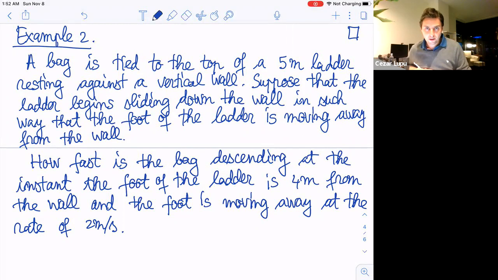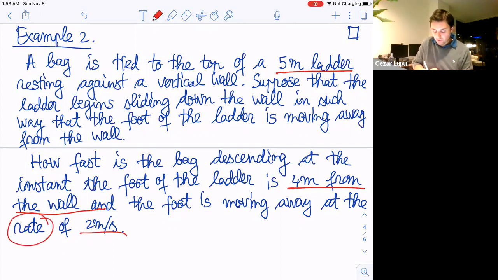Let's look at it very carefully, and let's identify some things before we even draw a picture. You see, I have a bag which is tied to the top of a 5-meter ladder against the wall of vertical line. So this is a 5-meter ladder. This is important to retain. And also the ladder begins to slide down, moving away from the wall. And now we're asked, how fast is the bag descending at the instant the foot of the ladder is 4 meters away from the wall. And the foot is moving away at the rate, again we have this word, a rate of 2 meters per second. So when you have the word rate, you always think about derivative, right?